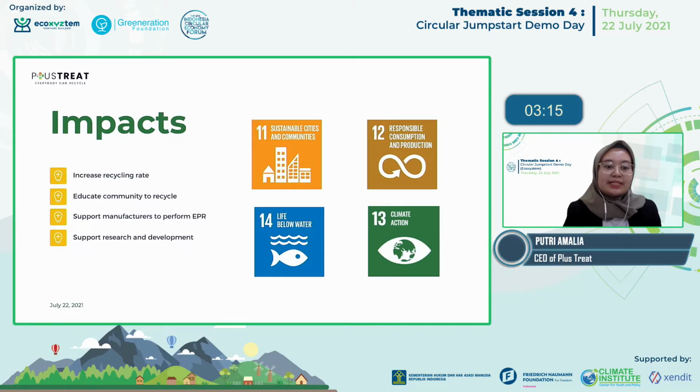This reverse vending machine is the catalyst for the circular economy in Indonesia. We are sure we can make such impacts. Plastrit can be a dynamic change of recycling behavior, support manufacturers to implement EPR, and support research and development by supporting 4 SDGs, which are sustainable cities and communities, responsible consumption and production, climate action, and life below water.